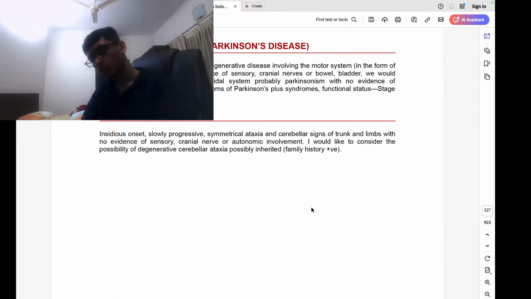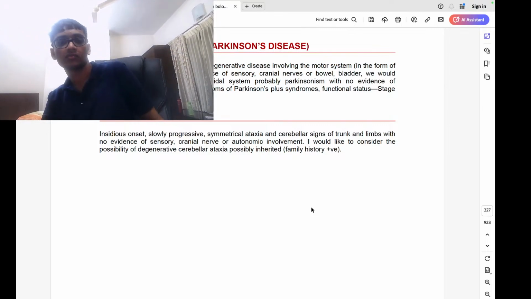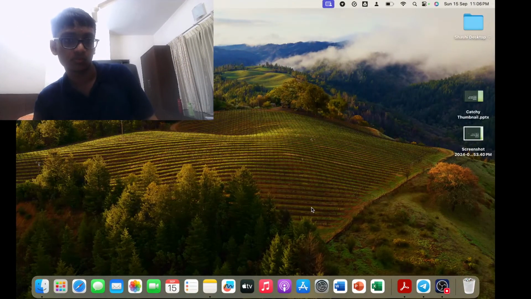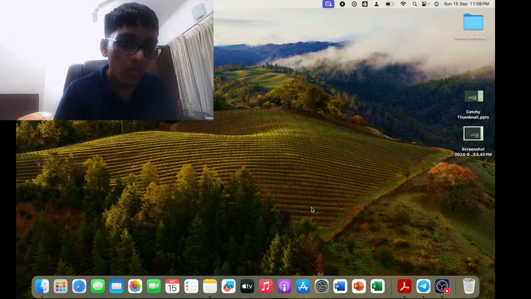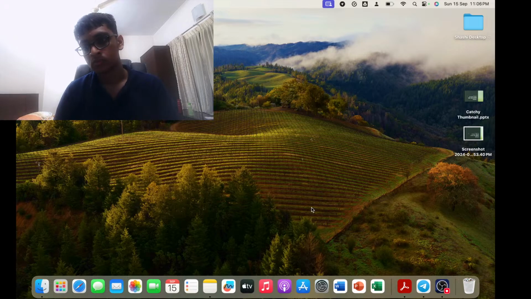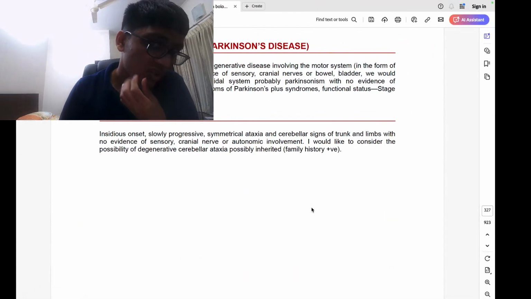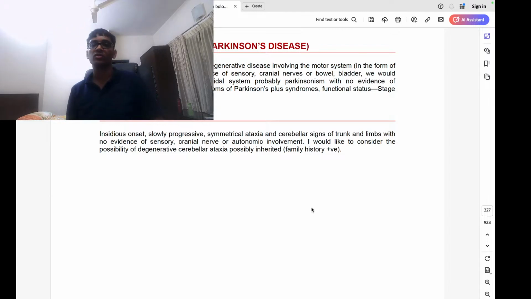Then for extrapyramidal, like Parkinson's disease, you have insidious onset, slowly progressive, degenerative disease involving the motor nervous system in the form of rigidity and tremors with no evidence of sensory, cranial nerve, or bowel bladder involvement. We would consider involvement of extrapyramidal system, most probably Parkinsonism, with no evidence of secondary causes, no signs or symptoms of Parkinson-plus syndromes, and functional status, stage 3 Hoehn and Yahr staging.